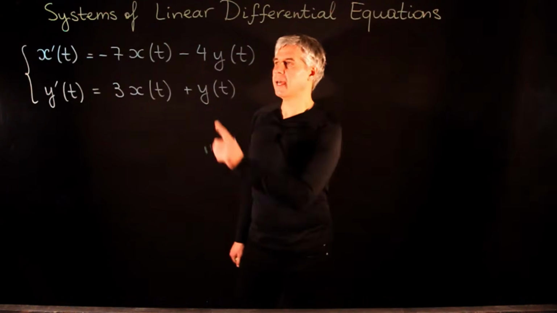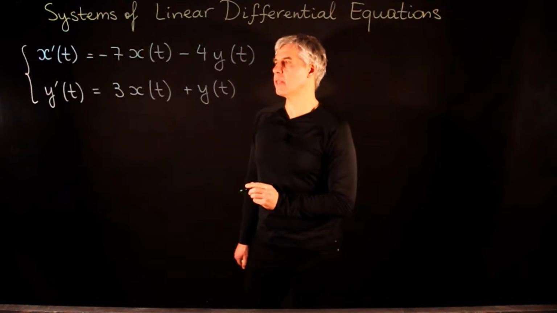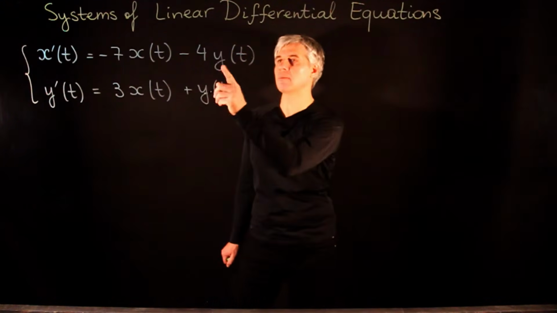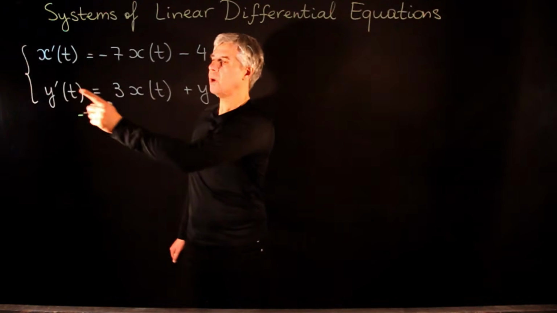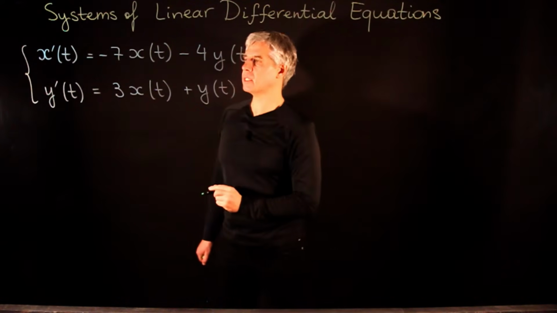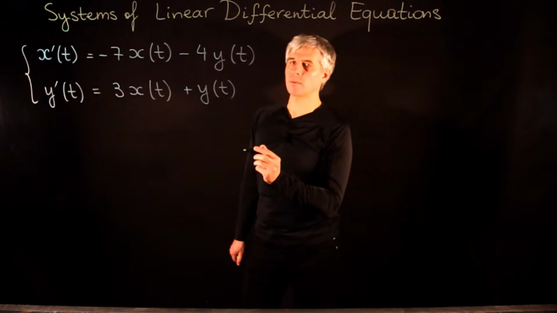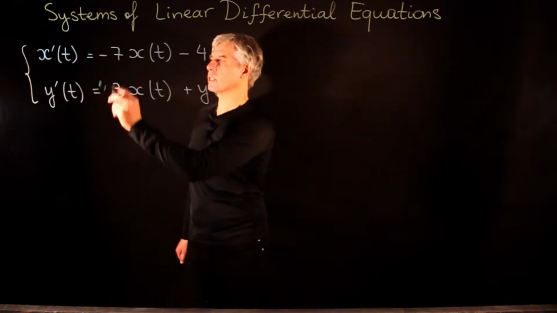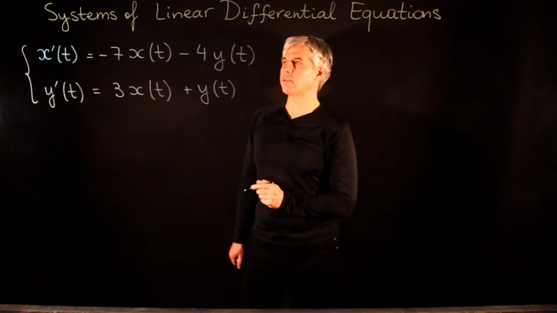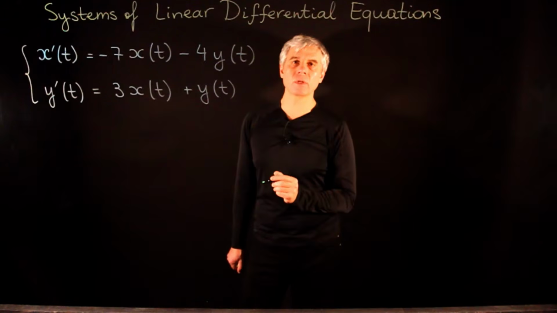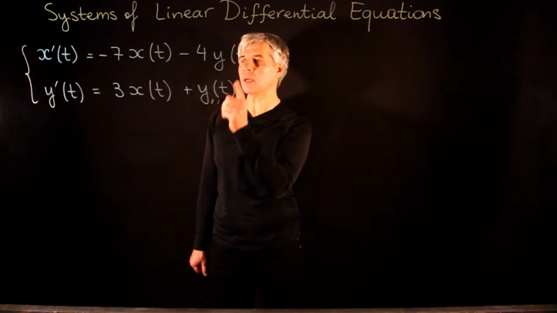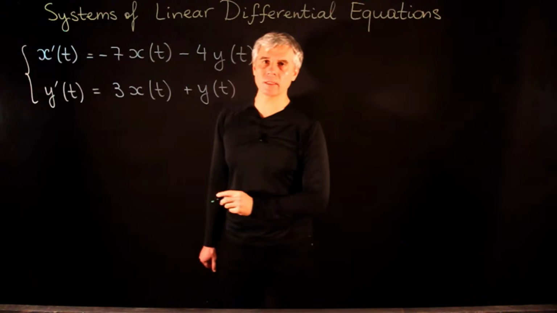We have two functions, x of t and y of t, and they satisfy the following relations: the derivative of x of t is minus 7x of t minus 4y of t, and the derivative of y of t is given by the right-hand side of these equations. Equations of this kind are called differential equations because they involve the derivative of unknown functions x and y. So what we need to do is solve this system of differential equations. That is, we need to describe all possible functions x of t and y of t such that this pair of functions will satisfy this system of equations.